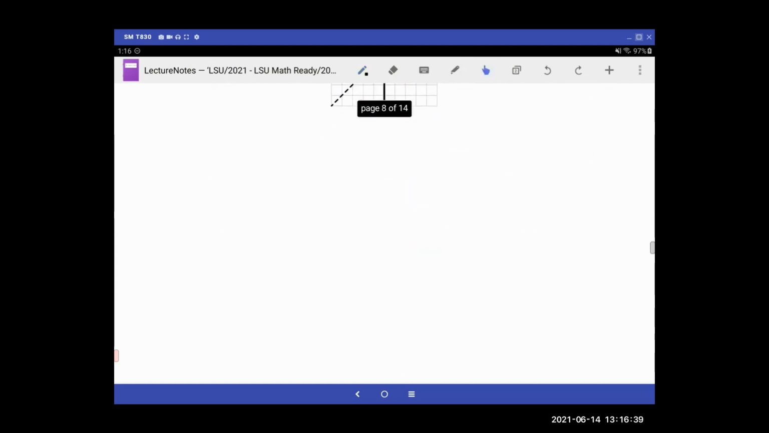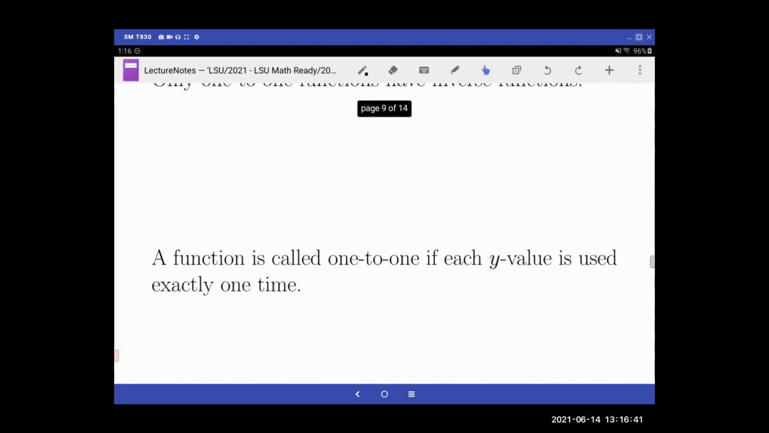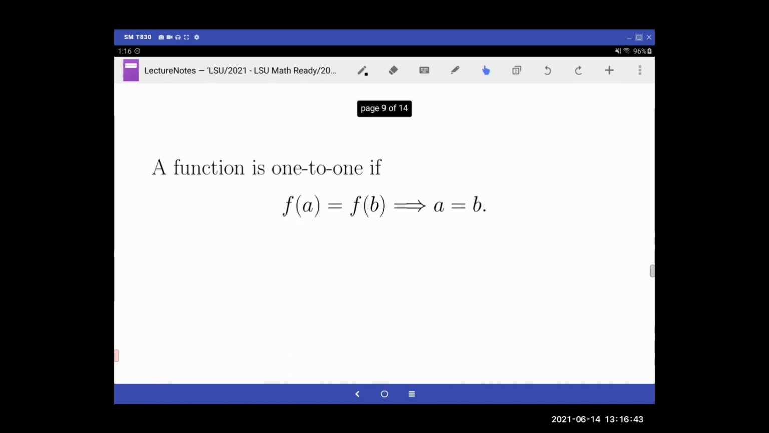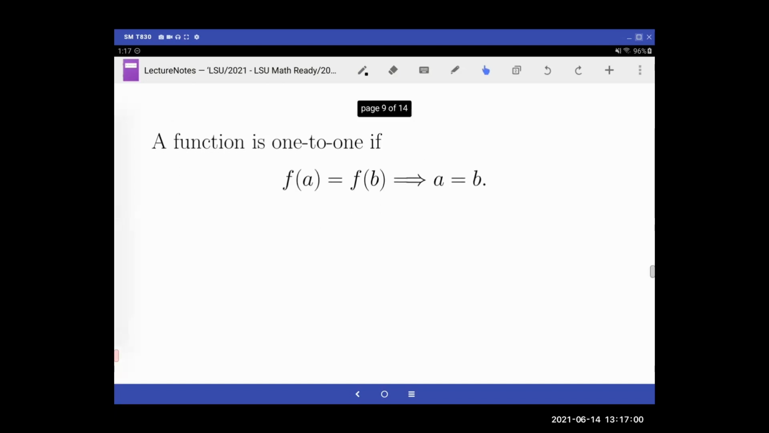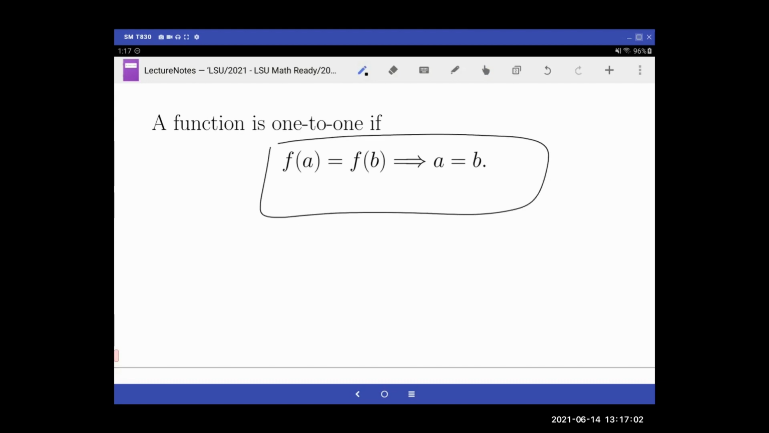Okay, and so that's one way to look at it. This is the way we're going to use mostly though. A function is one-to-one if f of a equals f of b implies that a equals b. There's a lot more that goes into that that I left out here. This is just the basics to help you understand what to do to determine if something is one-to-one. This is what you're going to be checking.